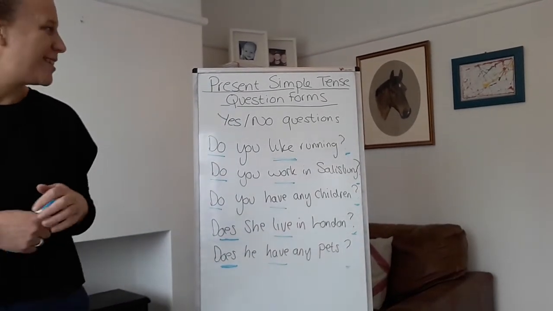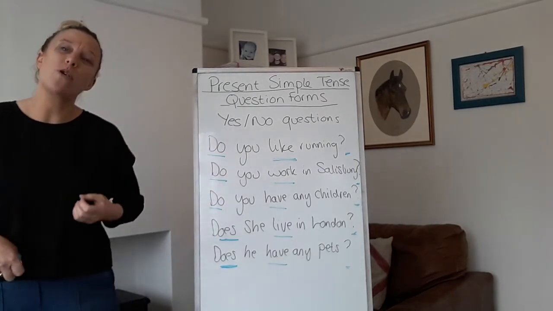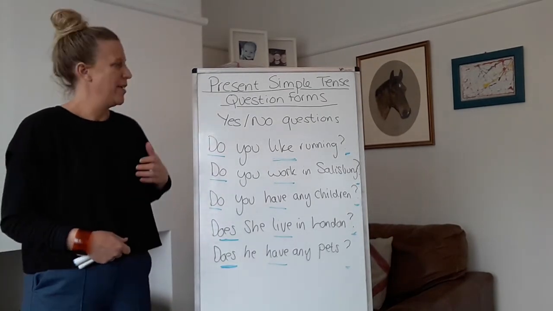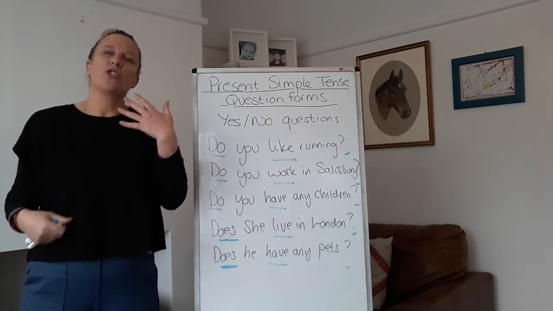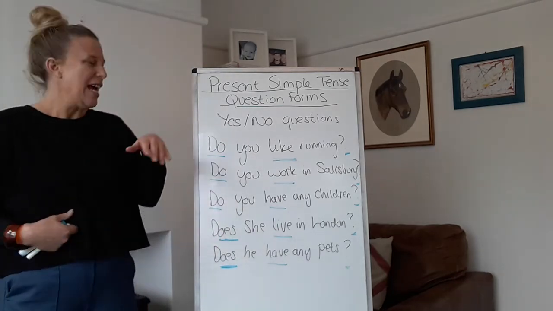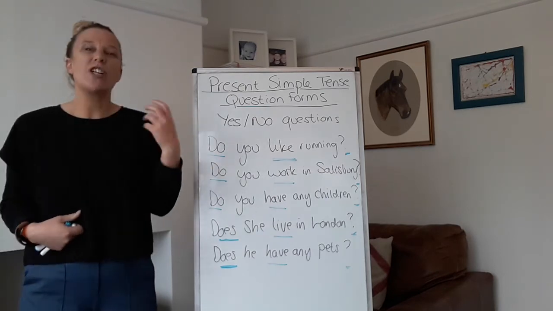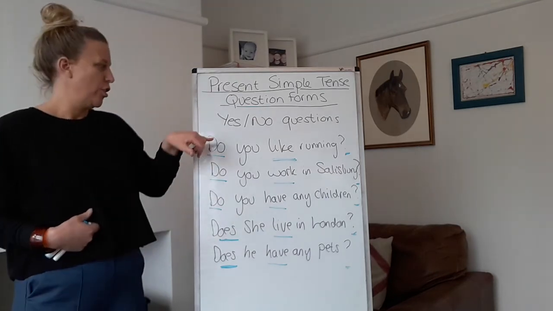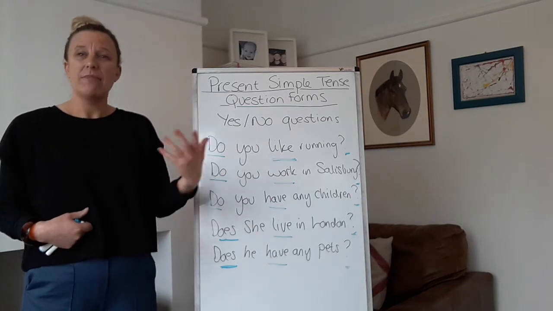Okay, also in the present simple tense with question forms we have what we call yes-no questions. So we've got our information questions where we're requiring some information. Where do you live? I live in Salisbury. And then we have our yes-no questions which need a yes or a no. Do you like running? Yes.